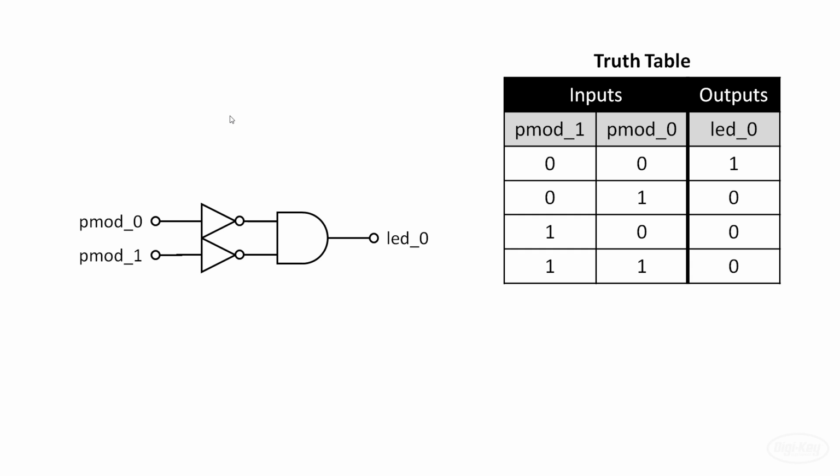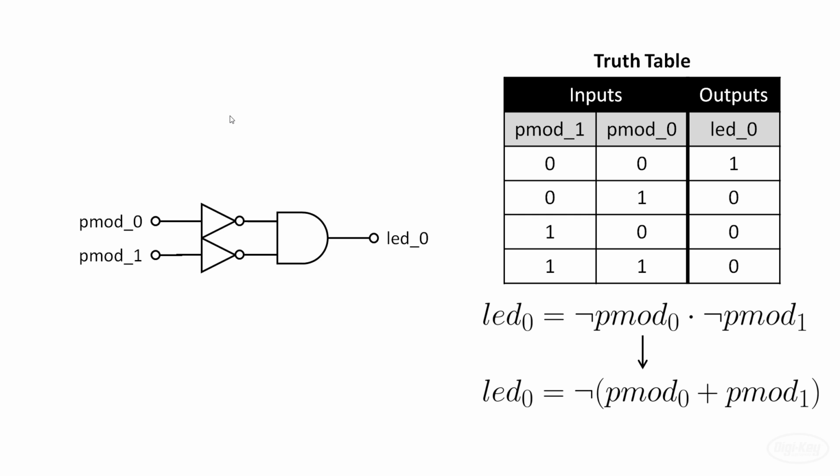As I mentioned in a previous episode, I'm not going to go into the theory behind digital logic design and Boolean math. If you are familiar with Boolean algebra, you'll probably know that we can use De Morgan's law to simplify this equation to become the inverse of Pmod 0 or Pmod 1. But we don't actually need to do that. The important thing here is the truth table and that our Verilog code can easily be understood.